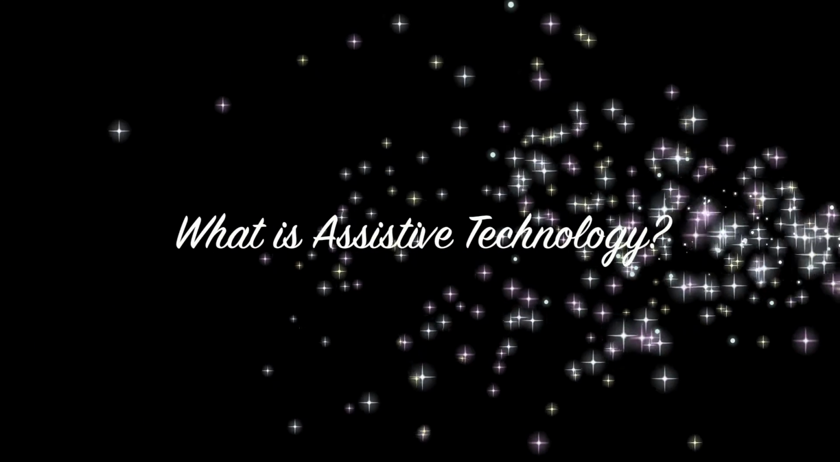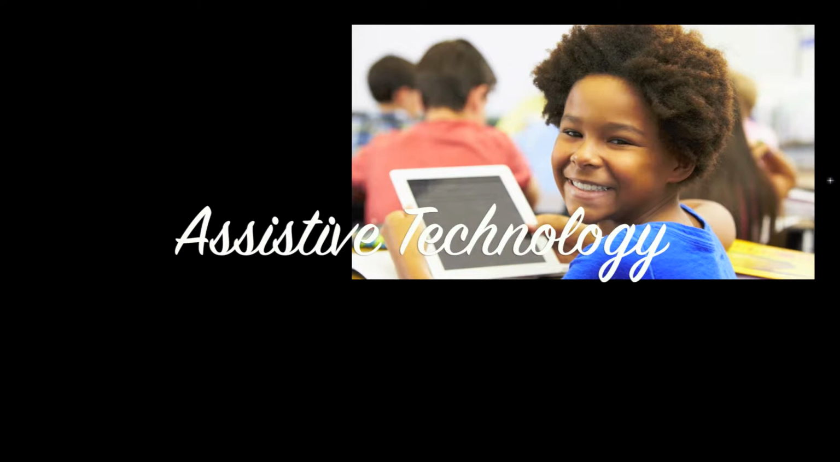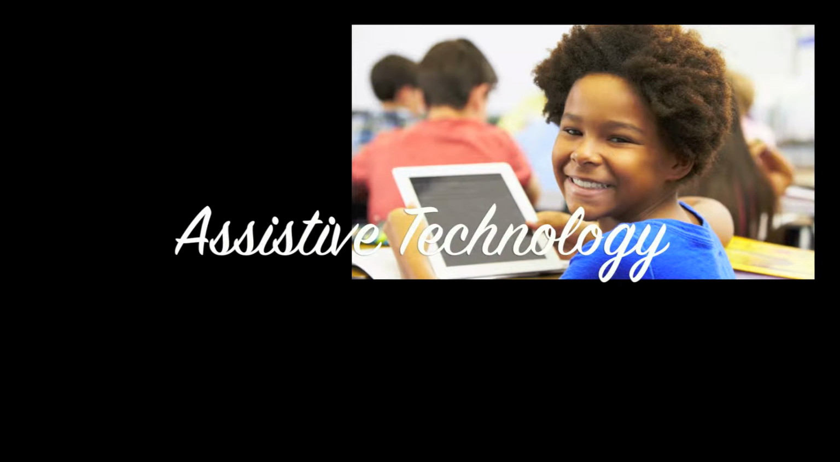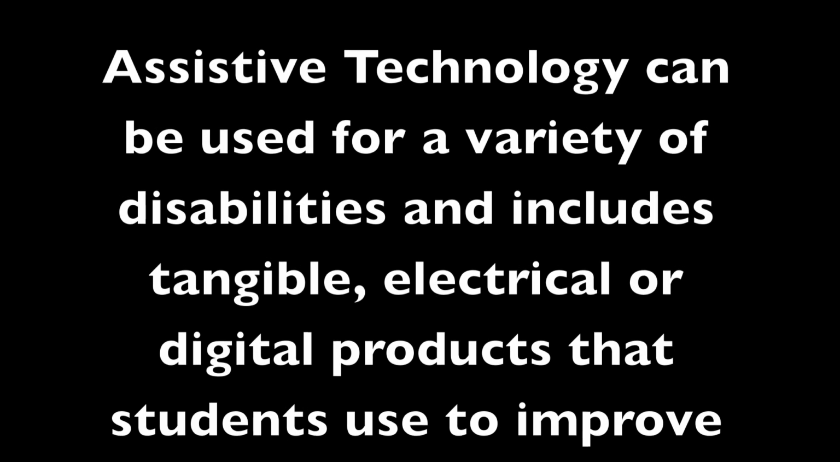What is assistive technology? Assistive technology is when any piece of equipment or object is used to improve the functional capabilities of a student with disabilities. Assistive technology can be used for a variety of disabilities. It includes tangible, electrical, or digital products that students use to improve their learning.